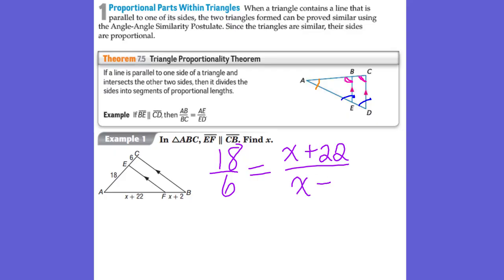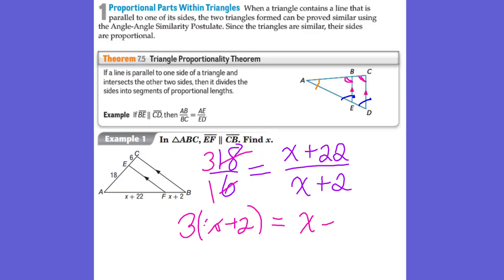over x plus 2. So I'm just going to cross multiply, but these are pretty big numbers, so I'm going to try and reduce that fraction just to make my life a little bit easier. This step is not necessary, it's not required, but it is helpful. 18 over 6 reduces to 3 over 1. So now when I cross multiply, I'll do 3 times x plus 2 is equal to 1 times x plus 22, so it's just x plus 22.